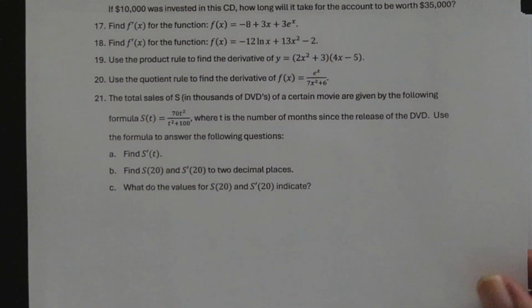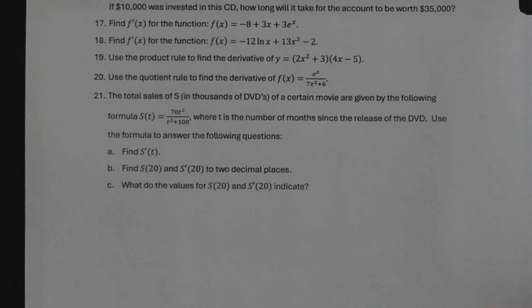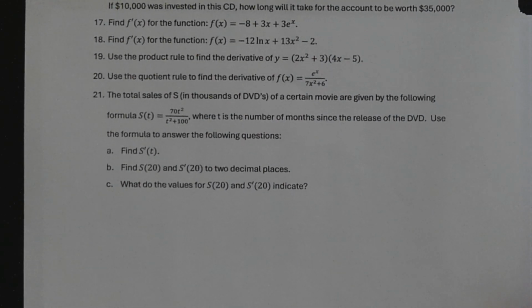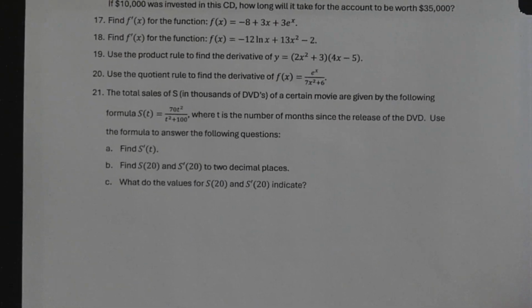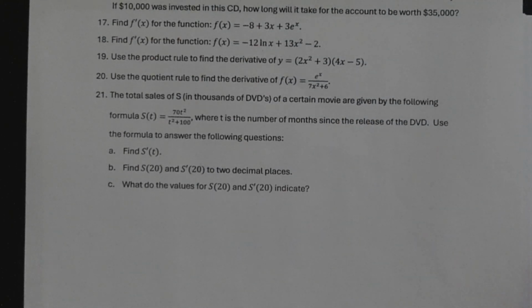And then problem number 21 has 3 parts to it. The total sales S, in thousands of DVDs of a certain movie, are given by the following formula: S is equal to 70t squared divided by t squared plus 100, where t is the number of months since the release of the DVD. Use the formula to answer the following questions. So in part A, they want S prime of t. So let's start with that.